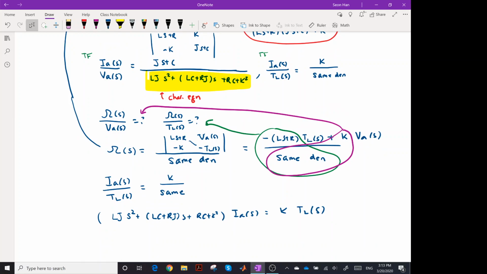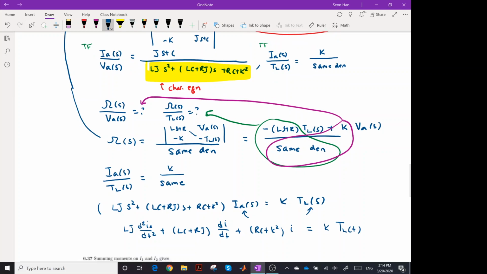Okay, so now we have a differential equation, whose solution will give you the current response due to the load torque. It's not the total response. So in time domain, you have LJ, second derivative of I with respect to t squared, plus LC plus RJ, the first derivative, plus RC plus k squared, current equals k times the torque in time domain.